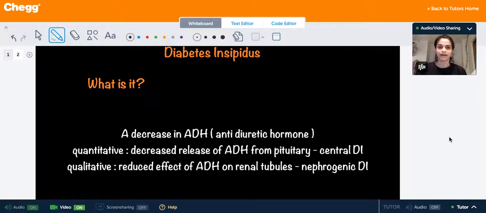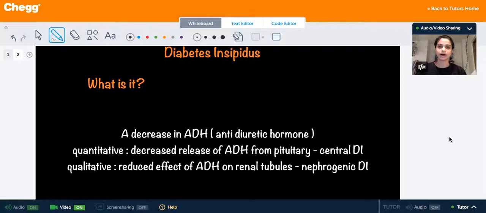Let's go over a little bit of physiology really quick here. ADH, as the name suggests, is antidiuretic hormone, which means that it is against diuresis. It's preventing diuresis, and diuresis is basically the excretion of water in the urine. So the main function of ADH is to retain water and to make the urine concentrated.